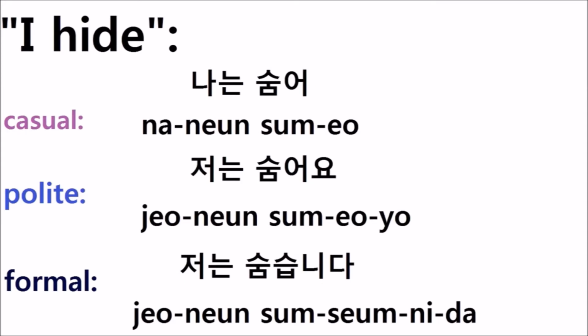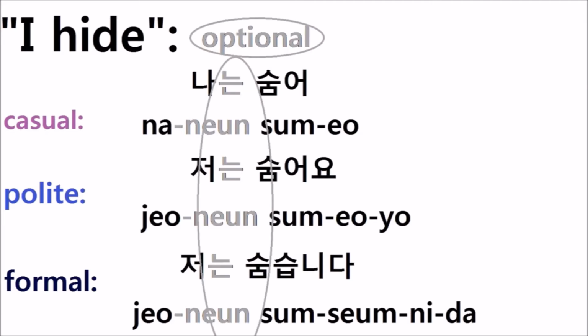The neun or eun is actually optional. When you have a very short sentence like this, it's obvious which word is the subject, so a subject marker is not necessary. If you have a more complex sentence, the subject markers are very helpful in avoiding confusion.